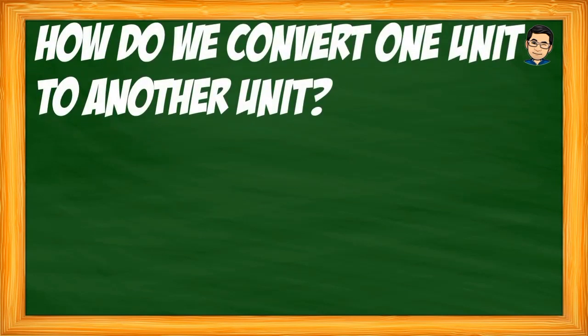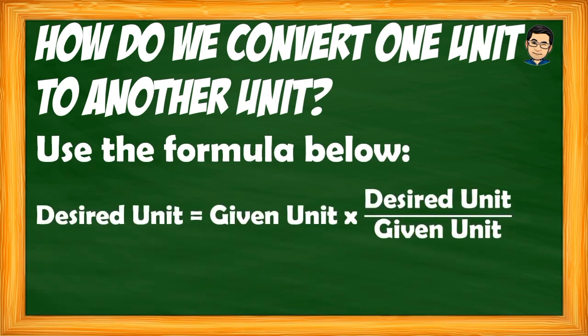So, how do we convert one unit to another unit? Yung formula po, ganyan pa rin po. We will be multiplying the given unit times desired unit over given unit. Wherein, makakancel yung given units, matitira lang po is yung desired unit.